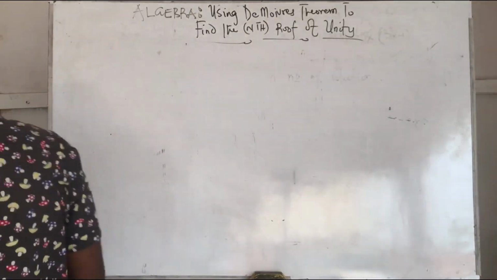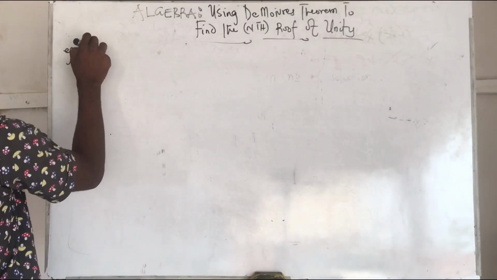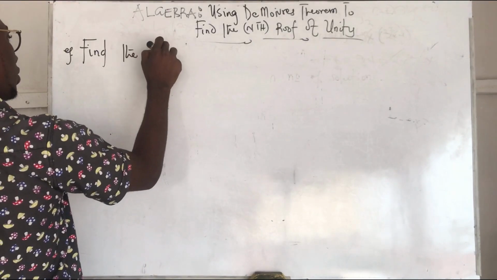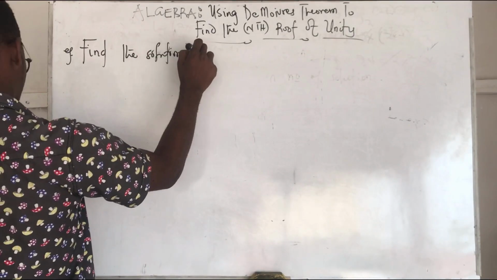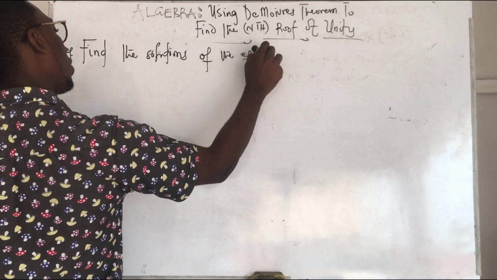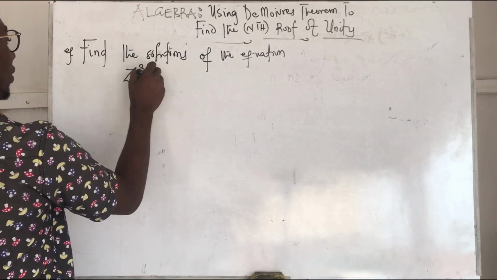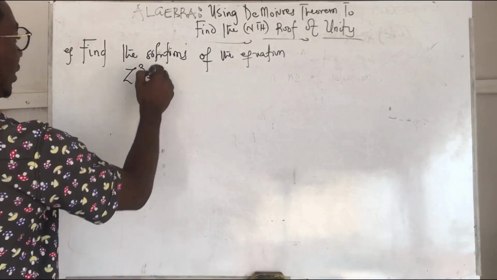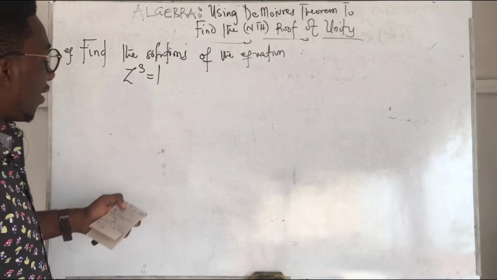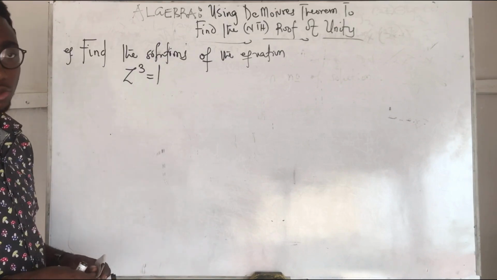Alright, so let's take one question. The question says we should find the solutions of the equation z cubed is equal to 1. So this is the equation that we have been given, and we have been asked to find the solutions of this equation.